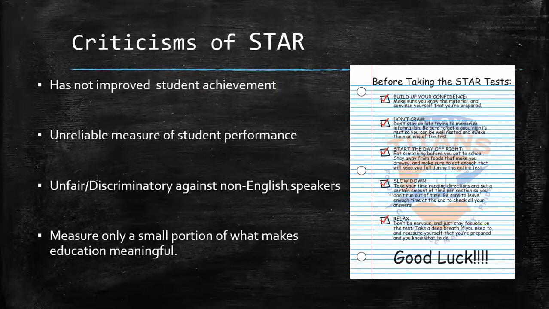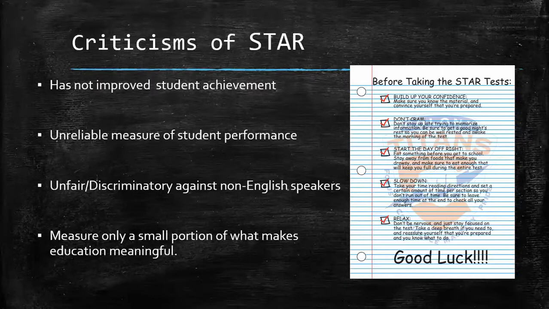Okay, so especially since the inception of Common Core, there's been a lot of criticisms of STAR. Number one being it really hasn't improved student achievement scores. There's a report saying that after No Child Left Behind was passed in 2002, the USA actually slipped into 18th place in the world in terms of math and into 31st place by 2009. There was also a similar drop in science and a stagnation in terms of reading. Didn't move up or down.